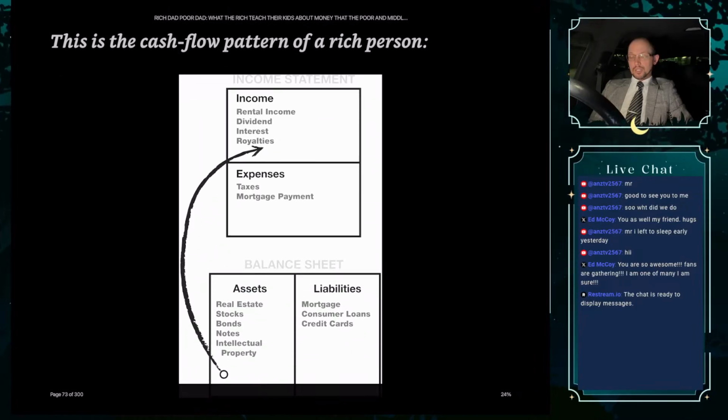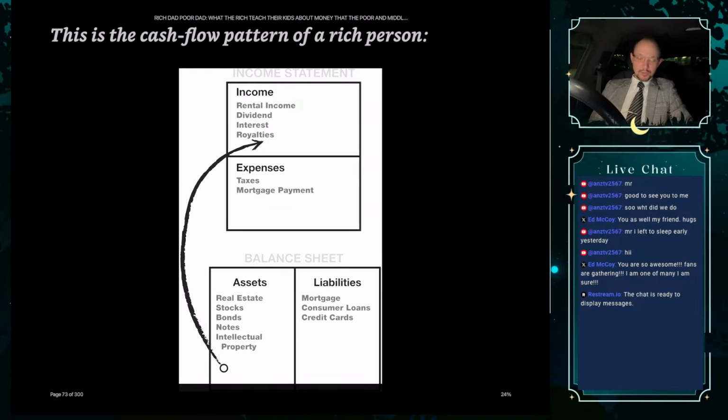Now, this is a cash flow of a rich person. What do rich people do? They buy assets, and those assets produce income in form of rental income, dividends, interest, royalties, and they also have liabilities, but now that income covers their expenses and their assets offset the liabilities.